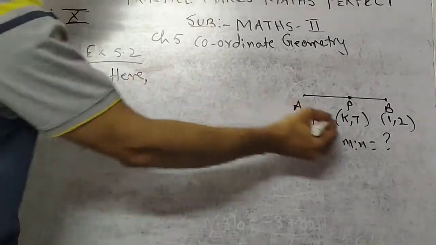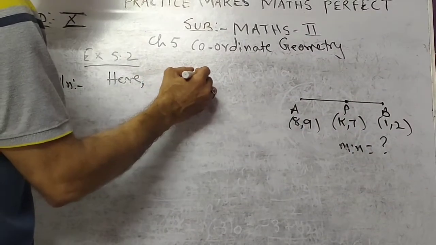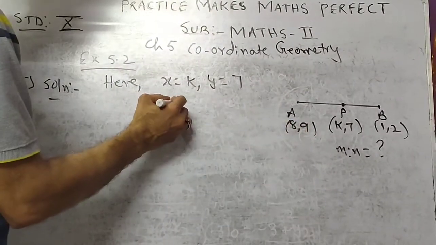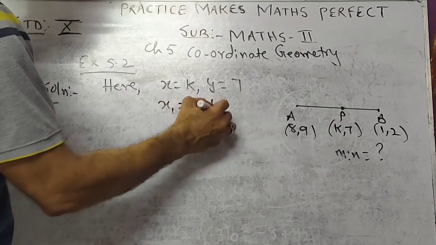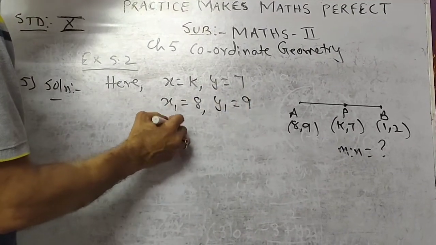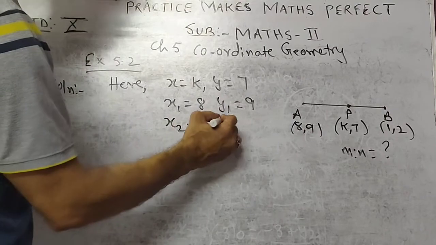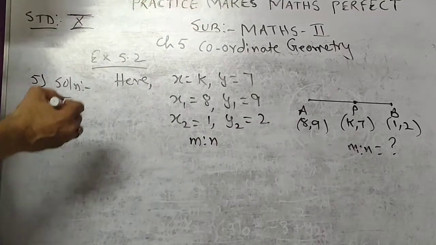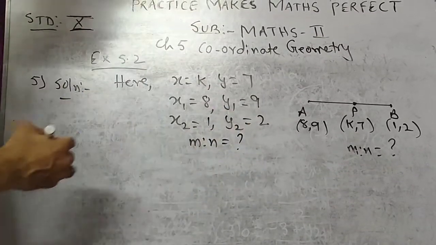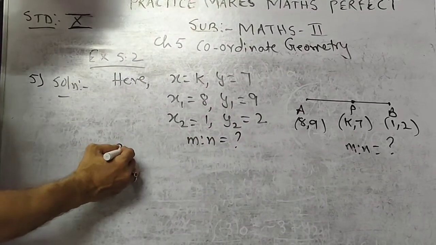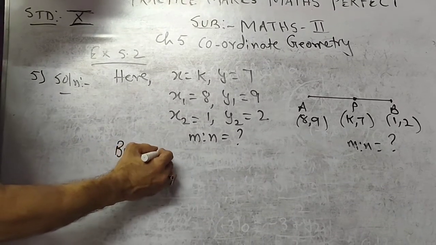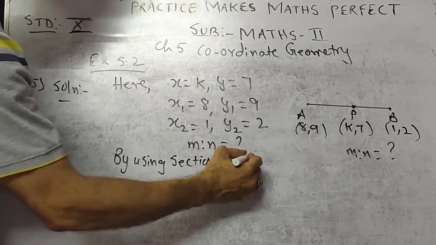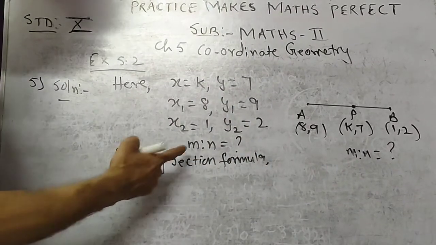So here, this is x, this is y. x is equal to k, y is equal to 7. This is x1, y1. x1 is equal to 8, y1 is equal to 9, x2 is equal to 1 and y2 is equal to 2. You have to find out m ratio n. So for finding out m ratio n, you will use section formula, okay, your section formula you will use.